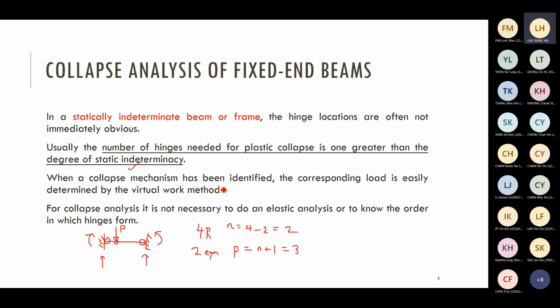Anyway, you can firstly use your skill to predict the location and the number of plastic hinges, and then you can use the collapse mechanism. You can use upper bound theorem or lower bound theorem to find the collapse flow. For indeterminate structures using upper bound theorem, using the energy is normally easier.